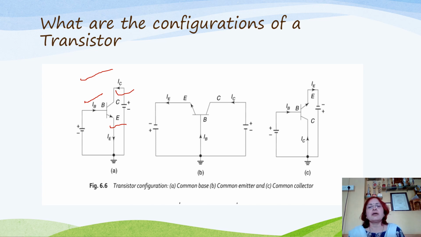Now come to the second figure, that is figure B. So this defines the common base connection. Here the input terminal is emitter, output terminal is collector and common terminal is base terminal. Input is applied between emitter and base and output is taken between collector and base. This is also NPN transistor and you can see here the N-type emitter is connected to the negative terminal of battery and N-type collector is connected to the positive terminal of battery. In this way, input junction is forward bias and output junction is reverse bias.